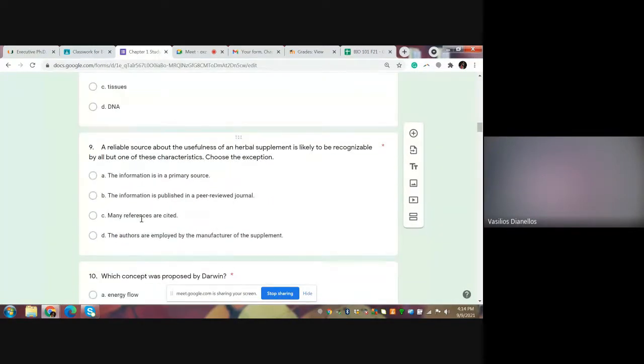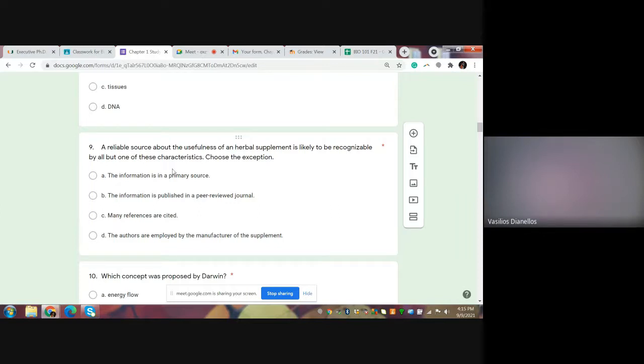A reliable source. Here's one that a lot of people missed, and I think it's because they misread the question. A reliable source about the usefulness of an herbal supplement is likely to be recognizable by all but one of these characteristics. So all but one. In other words, this is a list of reasons where you could say, oh yeah, that's reliable, except one. Like choose the thing that's not like the other.